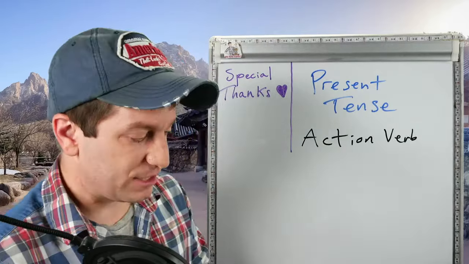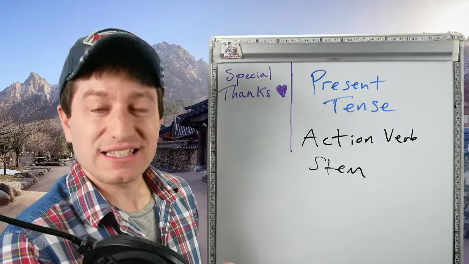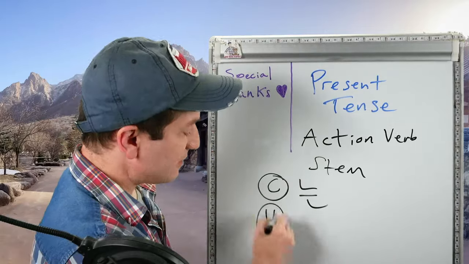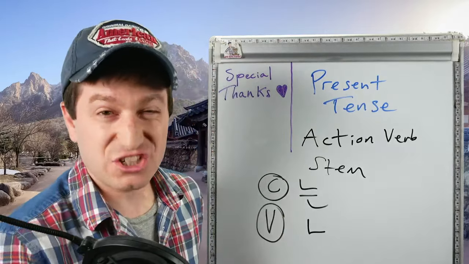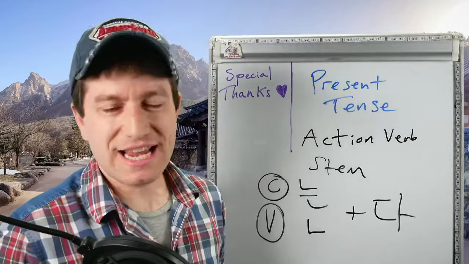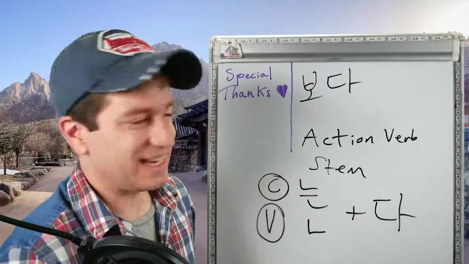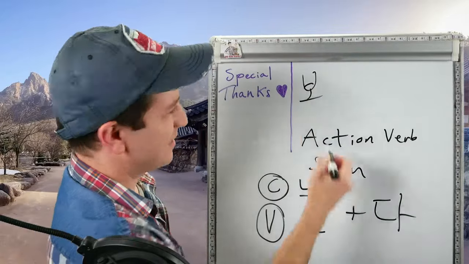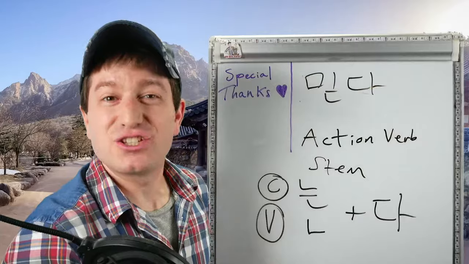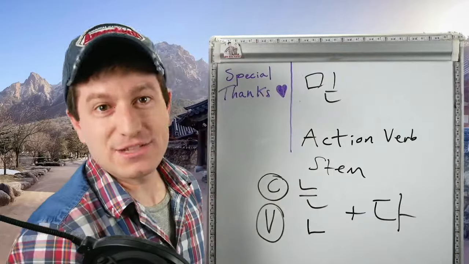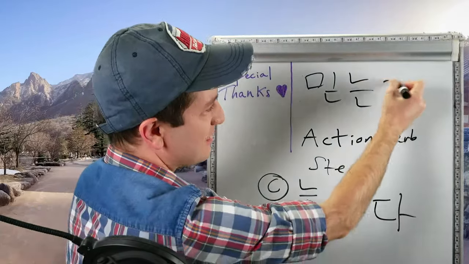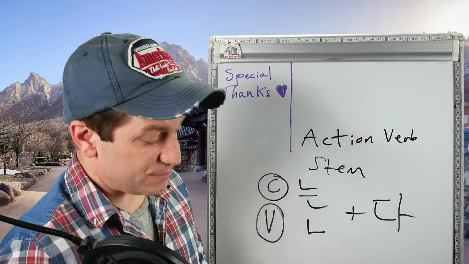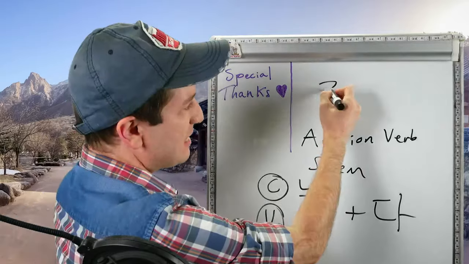For an action verb, you take the stem, and then if that stem ends with a consonant, you attach nun. If it ends with a vowel, you attach just this letter, nian, and then you attach ta. Poda, to see. We get the stem. The stem ends with a vowel. We attach this, punda. Bita is to believe. We get the stem. It ends with a consonant. We attach this. Minnanda.